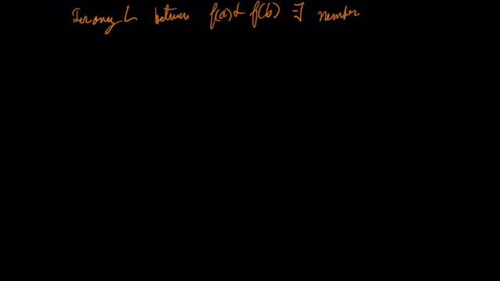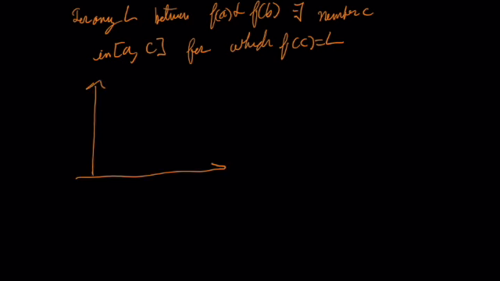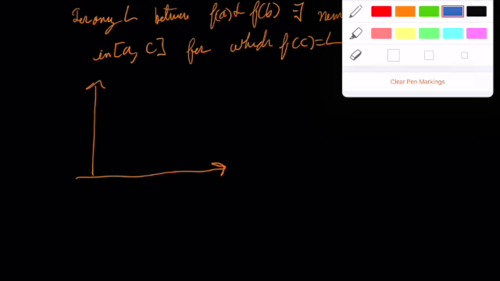So, what this means is for any limit between f of a and f of b, there exists at least one number c in [a, b] for which f of c equals L. Okay, so let's sketch this out. I feel like we need a more graphical representation.